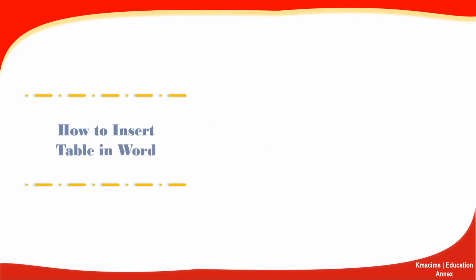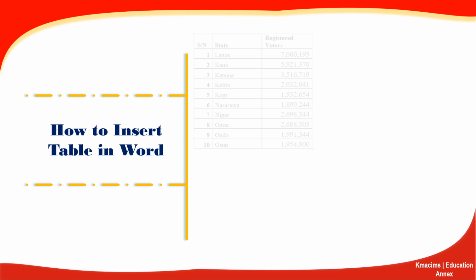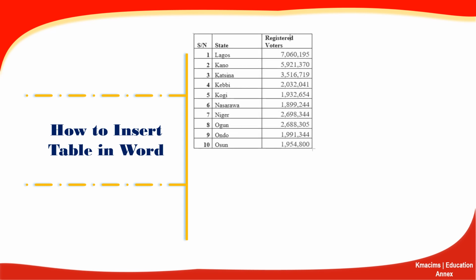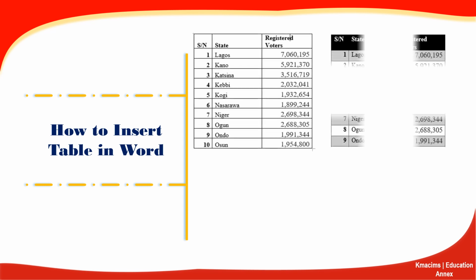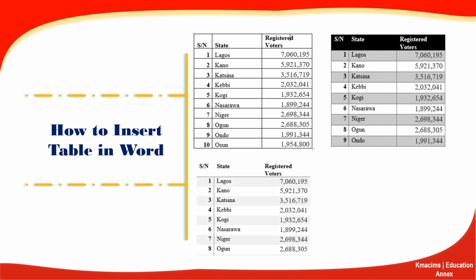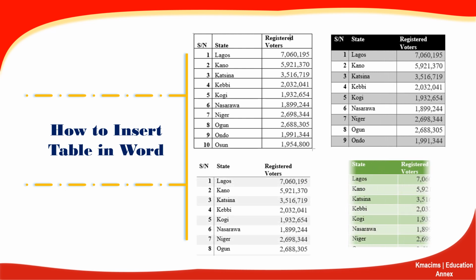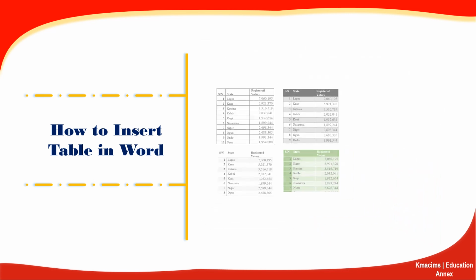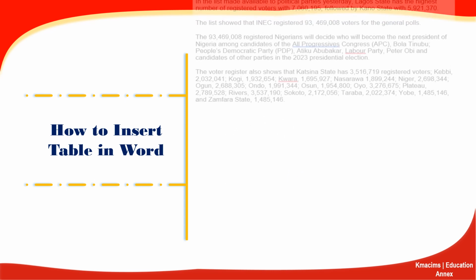Inserting and formatting tables seems to be difficult for beginners in Microsoft Word, especially those new to word processing. A table is an object used to summarize a large amount of data in rows and columns. It's often an easy object to use when comparing different items.